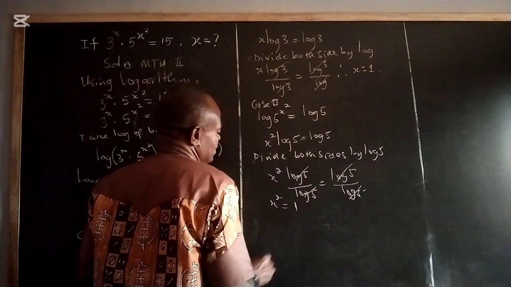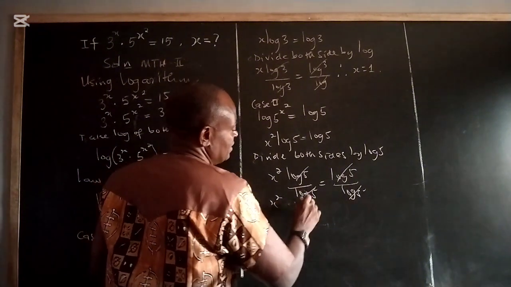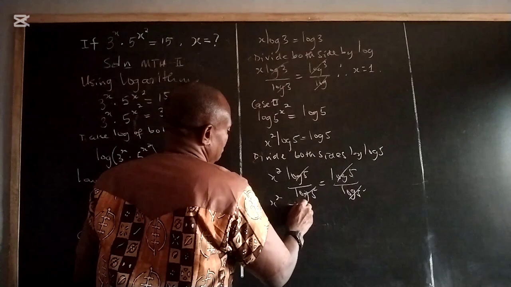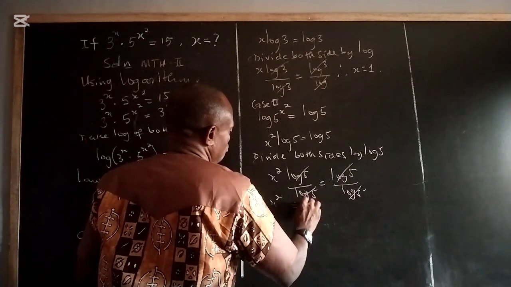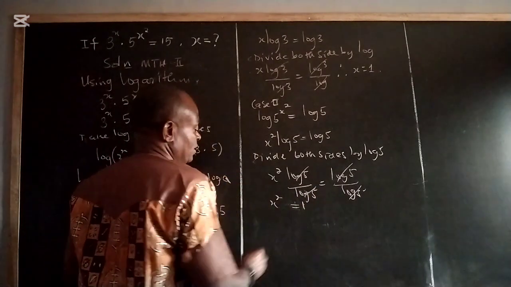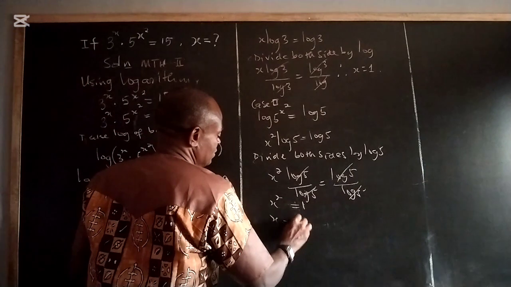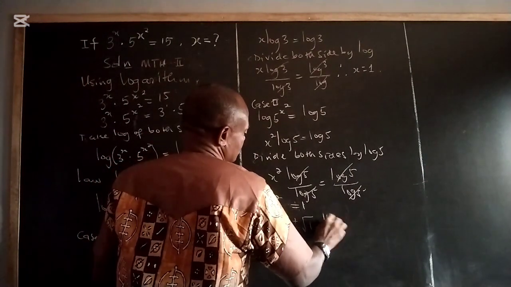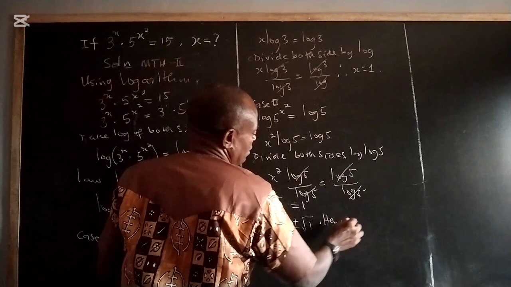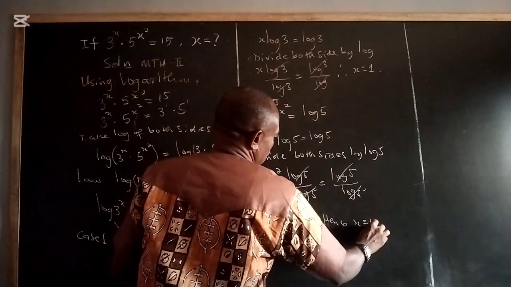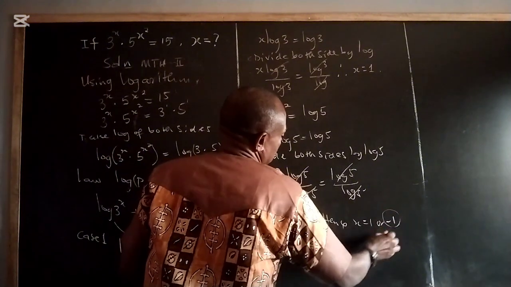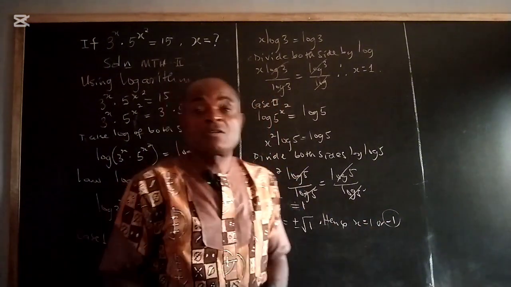Our x squared is equal to 1, right? And what it means is that our x is equal to plus or minus square root of 1. Hence, our x is 1 or minus 1. And then we can conclude minus 1 is not part of the correct solution.